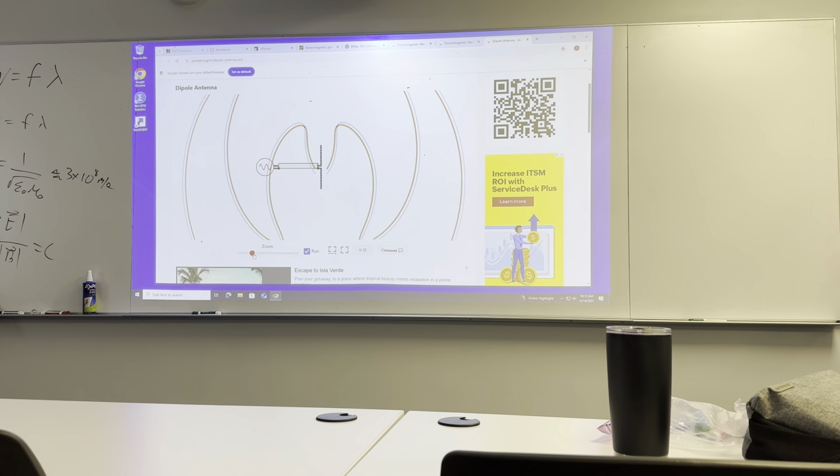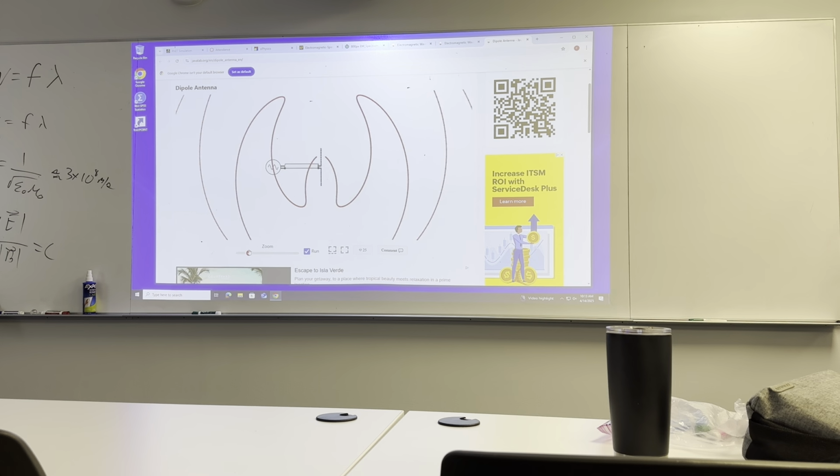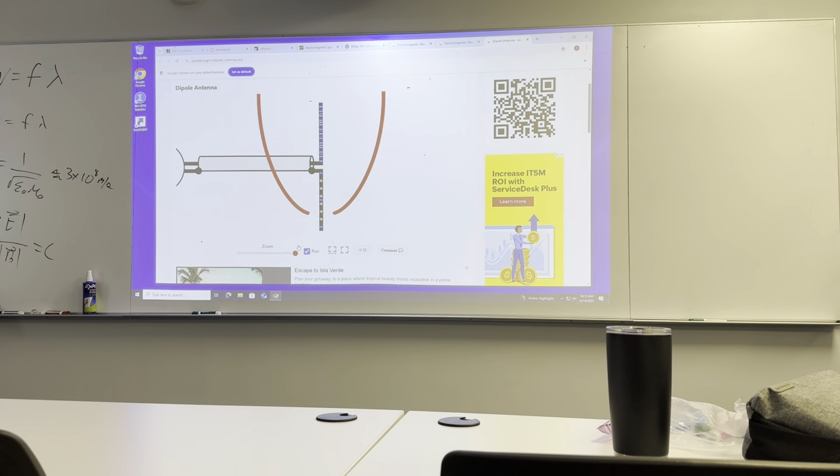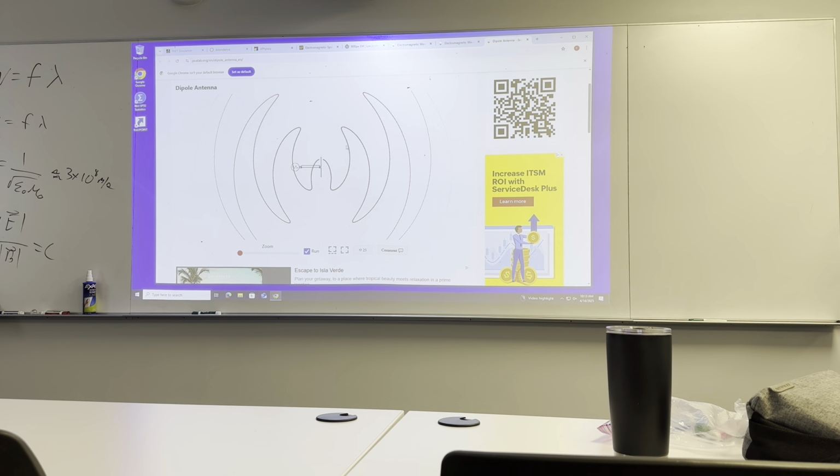And you transmit a wave, and then you can zoom way in so you can see what's going on. It's creating this oscillating electric and magnetic field. This is just showing the electric field. Okay?